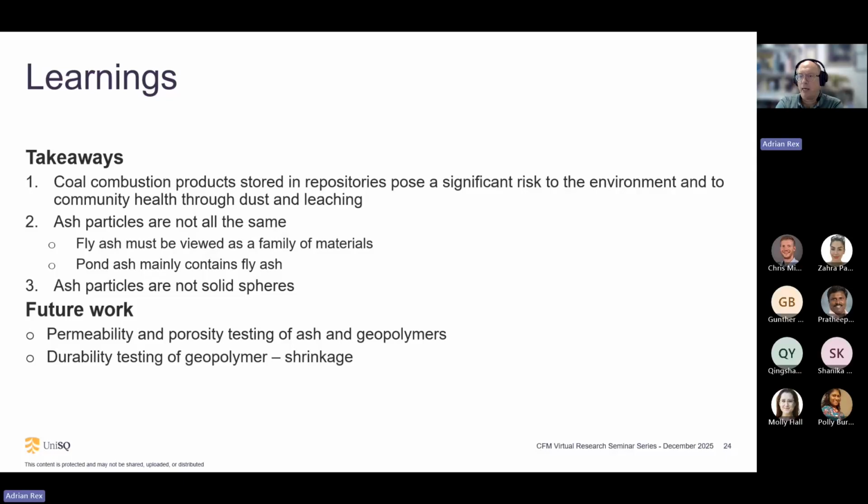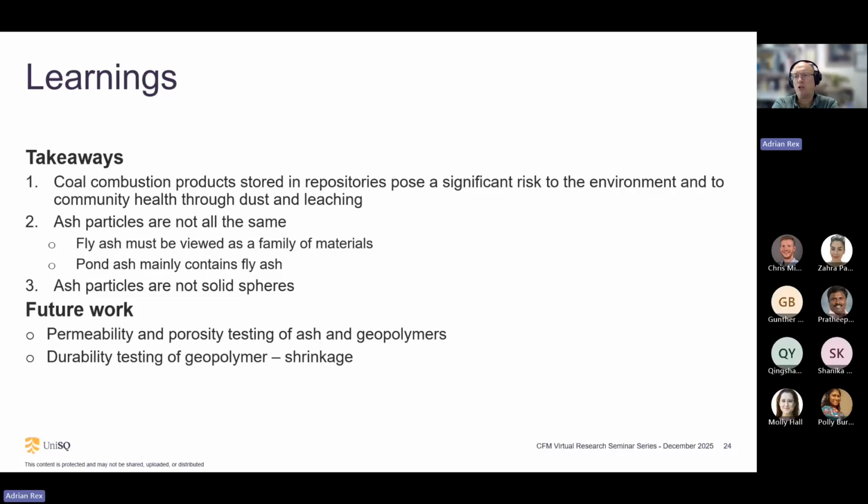Pond ash mainly contains fly ash. Over 80% of the material that goes into our ash ponds is in fact fly ash. So pond ash is not a different material. It is a fly ash. And one of the challenges facing the industry is, how do we get that fly ash back out of the ponds? It is wet. That's the main challenge. We're talking anywhere between 50 and 120% moisture.